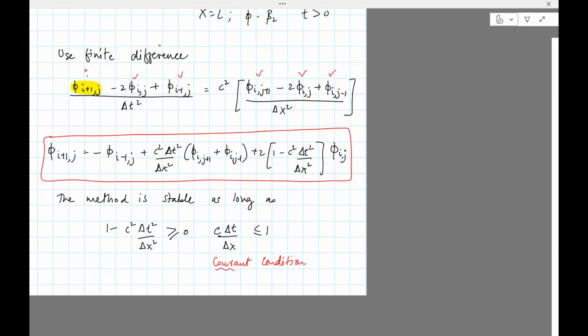It's called this one. The name is called Courant. Just the name, yeah.